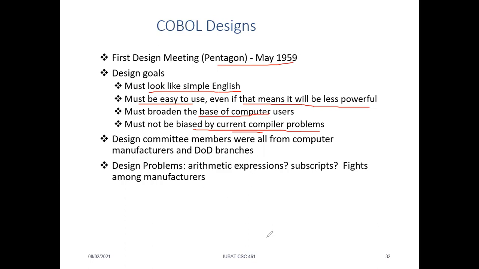So what they did is they tried to design a programming language, and their design problems were how should we write the arithmetic expressions, how should we write the subscripts, and how should we get the manufacturers to one table, because each manufacturer, let's say IBM and let's say Microsoft, has its own way to develop a programming language, and they will not come to the same platform and say, okay, let's forget what we are doing, let's develop in COBOL. And unless the big manufacturers start developing in a programming language, it is very difficult, because otherwise no one will use it.